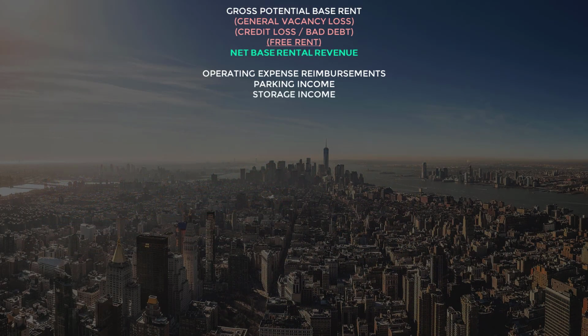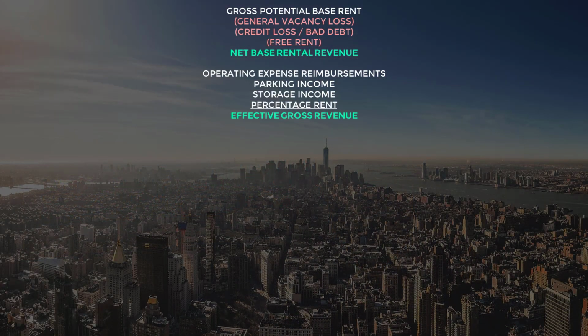Now from here, you may also have other income line items like parking income or storage income, and if you're working on a retail property, you may also have something called percentage rent up here in your other income line items. And again, I'll link another video in the description below that talks all about what percentage rent is and how you can calculate it.